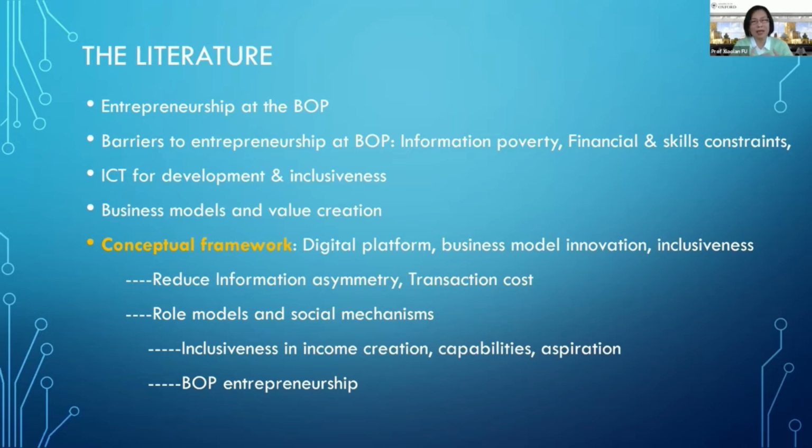And also there are some social mechanisms, like role models, which can help to inspire and empower the poor people. And all these can lead to inclusiveness in income creation, capabilities building, and also increased aspiration for the poor people, and also through the entrepreneurship activities at the base of the pyramid. And this can help to generate income activity and poverty reduction in a sustainable way, giving rise to entrepreneurship at the base of the pyramid. So this is a conceptual framework that we developed for the research.